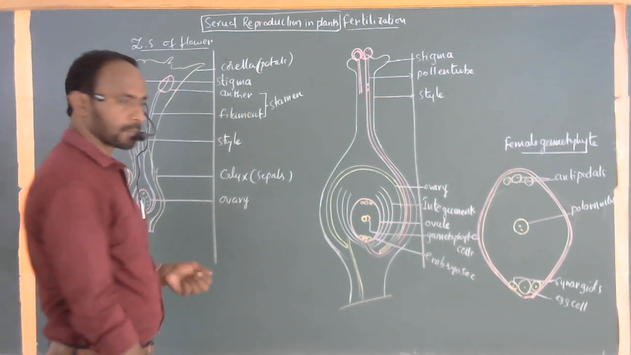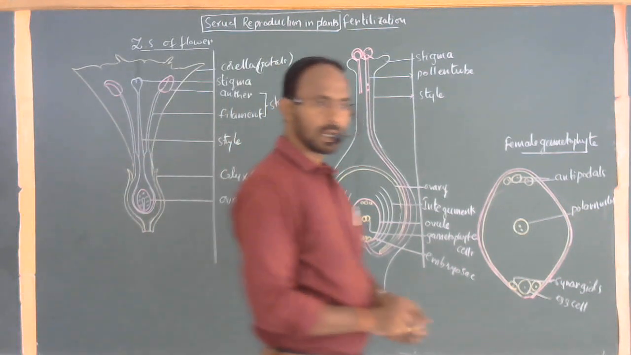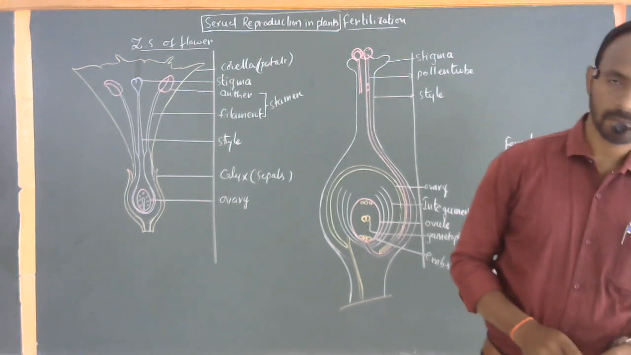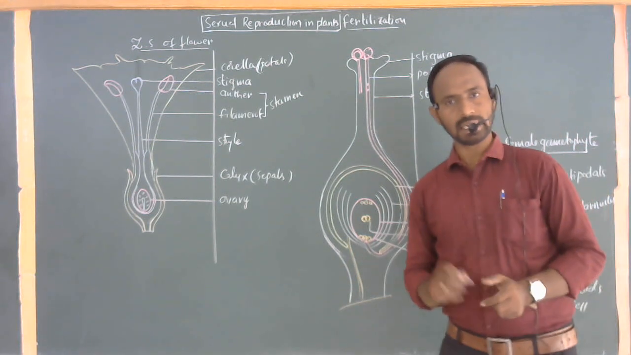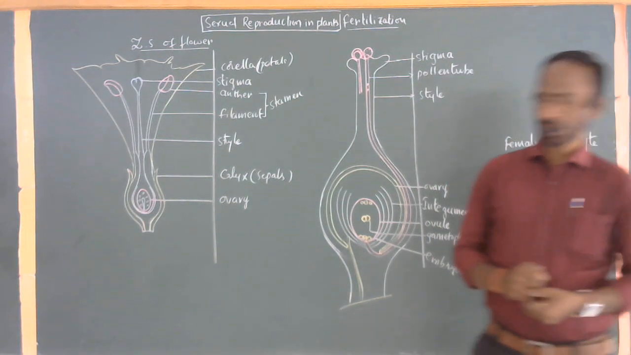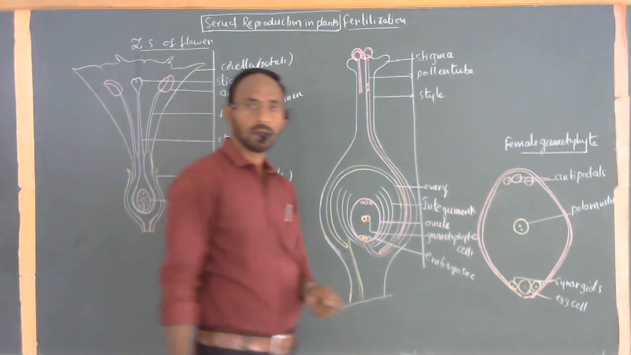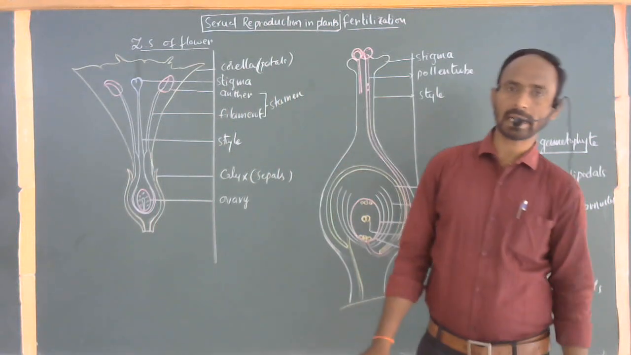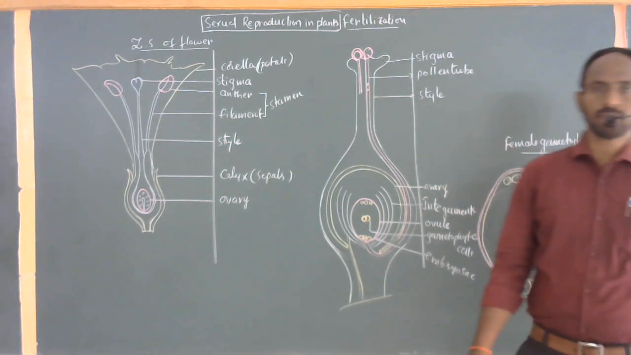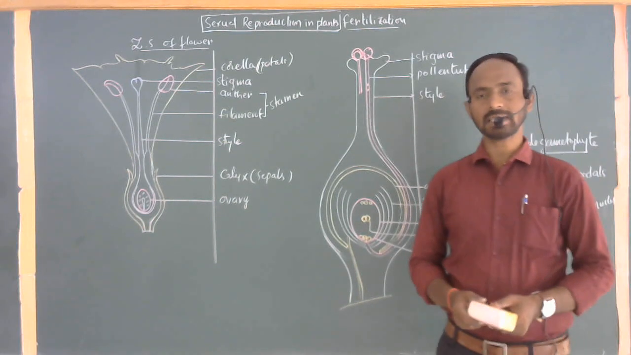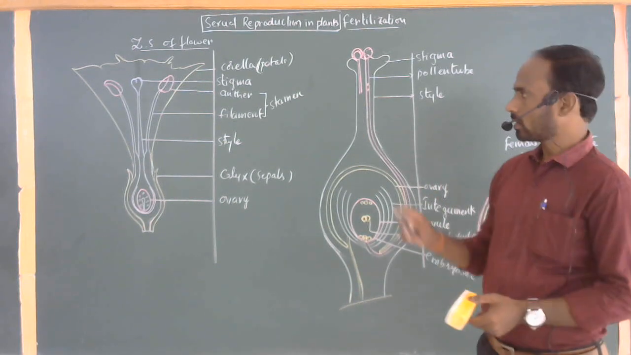You know clearly that reproduction is basically of two types: asexual reproduction and sexual reproduction. In asexual reproduction, sexual organs are not directly involved. In sexual reproduction, the involvement of sexual organs is very clear.